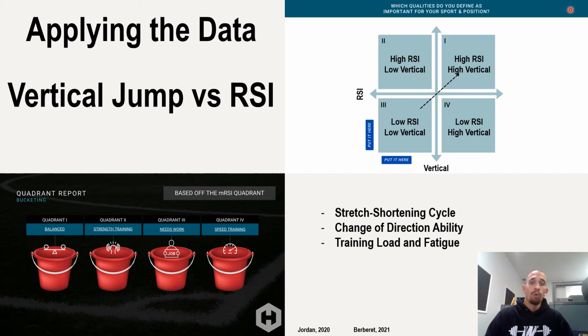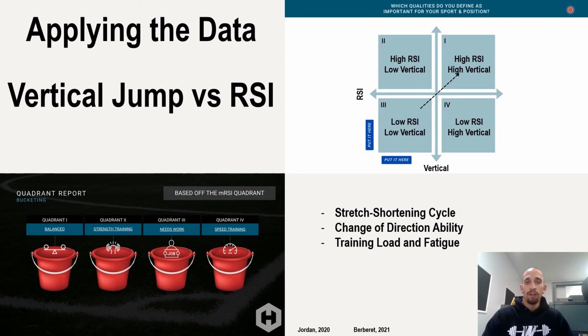So we're going to quadrant three, low RSI, low vertical. If you look in the lower left corner with that graphic, they just need work overall. Overall strength work, nothing specific. They just need more ground contacts. So mixing up plyos, I like to put plyos in the warm-ups because if you warm up with plyos every day, hey, they're getting that ground, they're getting easy ground contacts.